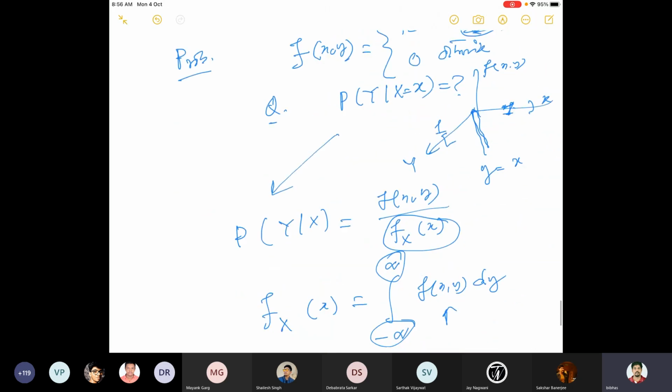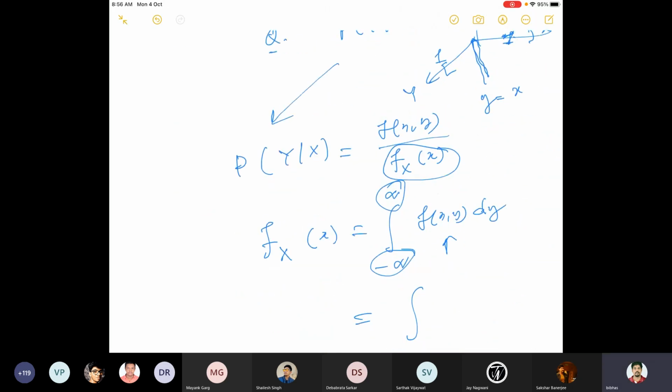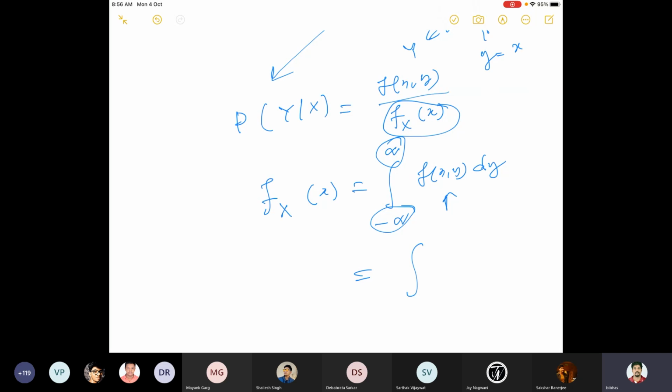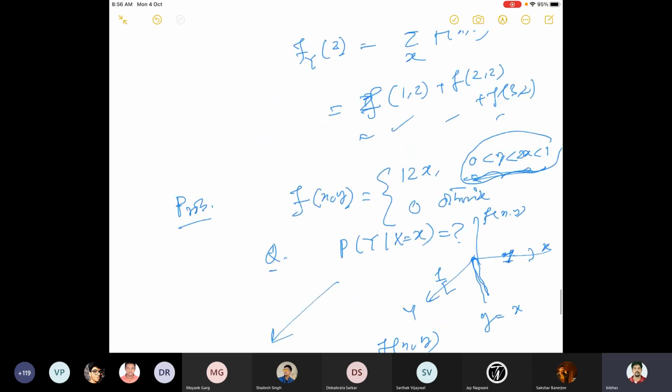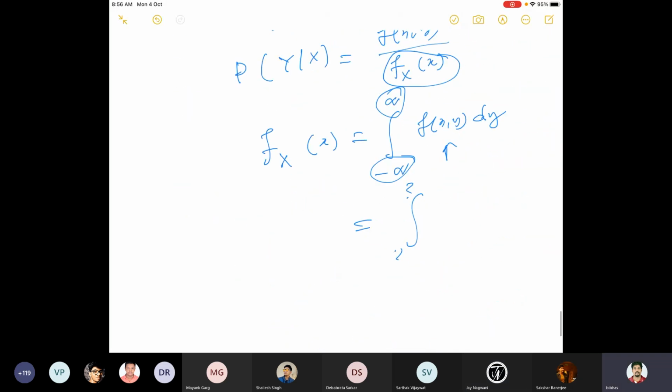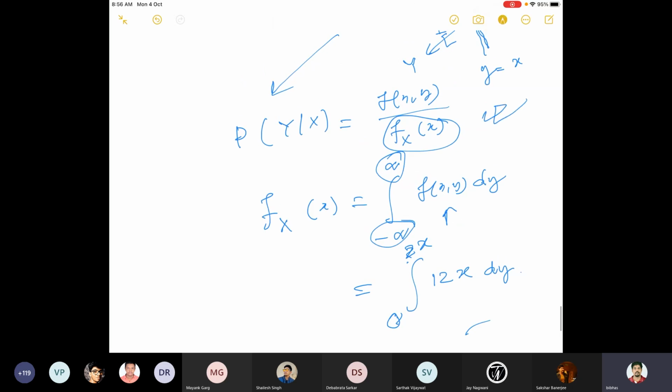So what is the value here? What is the lower bound here? What is the upper bound? y is varying from 0 to 2x. Yes, 0 to 2x, 12x dy. You know the value, and you already know f(x,y), so you can compute this one. Done. So this is the kind of problem.